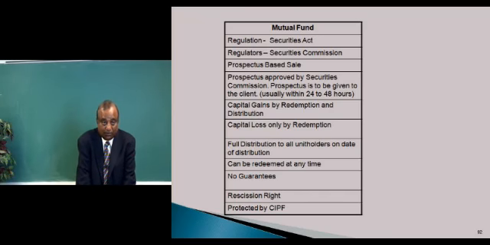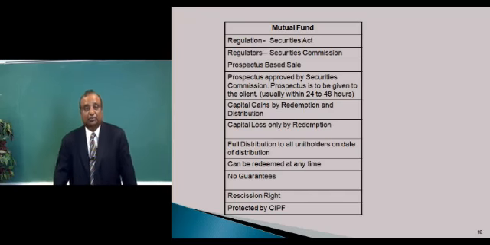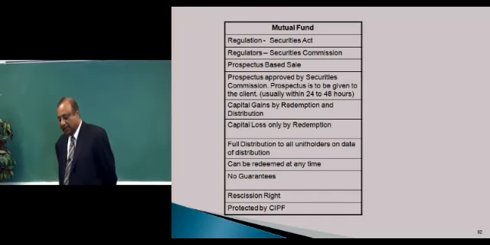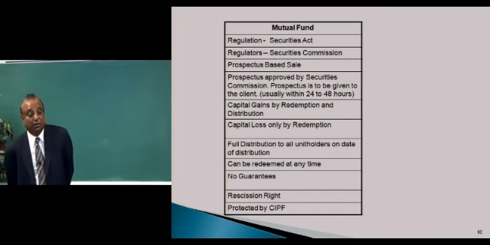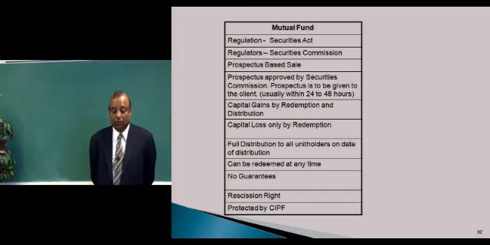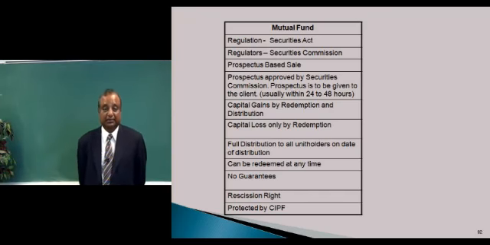Now, normally most companies will insist that the prospectus be given to the client within 24 to 48 hours. That's because it comes with a rescission right. The client has a right to cancel his contract within 2 business days of receipt of the prospectus. That means he'll get back all his money.